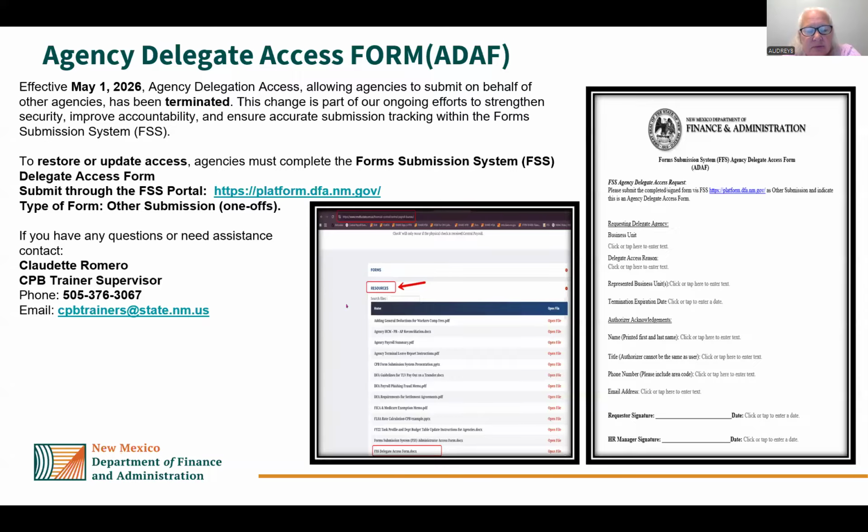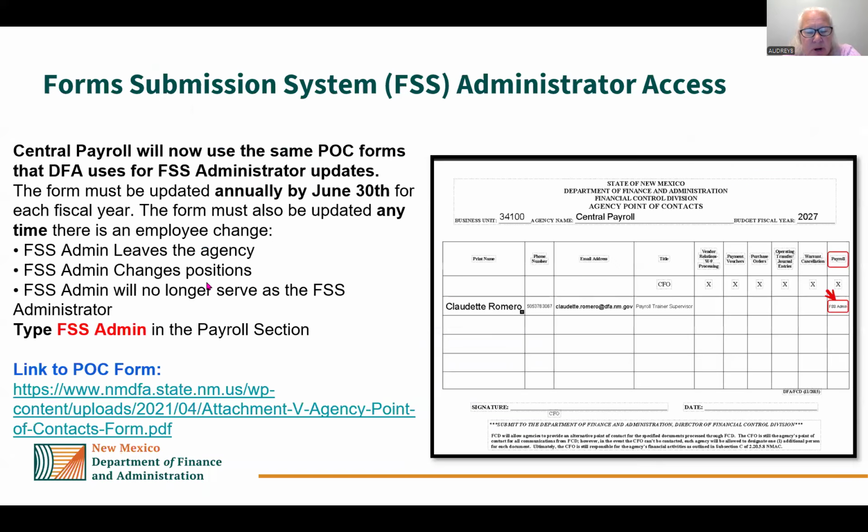Can you go back to the slide prior? Yes. So this agency point of contact form is not a new form. This is a required form by DFA. So every year at the beginning of the fiscal year, agencies are required to complete their points of contact for the year to give DFA a formal notification of who's going to be picking up checks, who is authorized to sign off on various things.